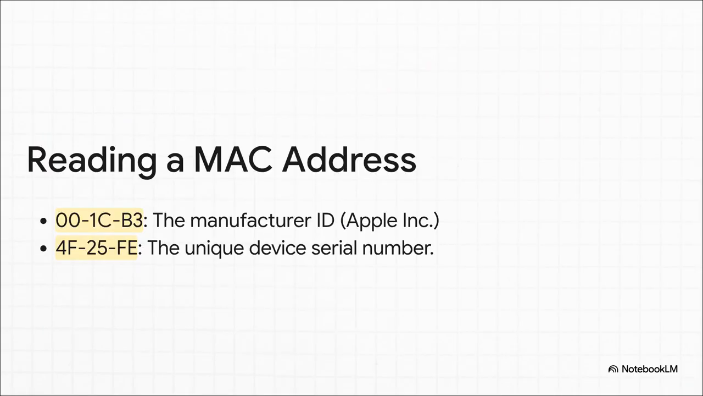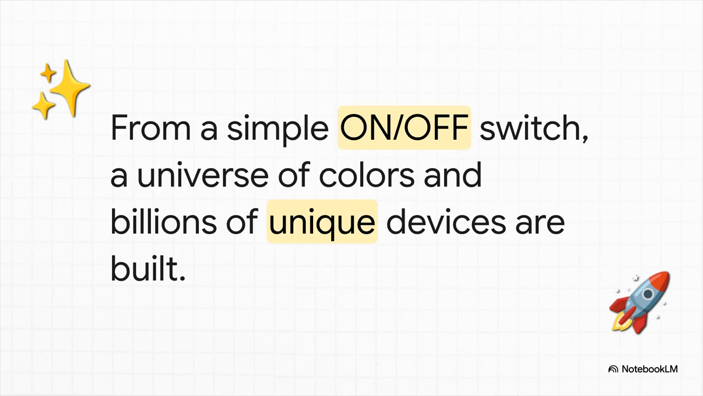The address is actually split into two parts. The first half identifies the company that actually made the device's network card. In this case, that code belongs to Apple. The second half is the unique serial number for that one specific device, which guarantees that no two are ever the same. So when you take a step back and really think about it, it's kind of mind-blowing.